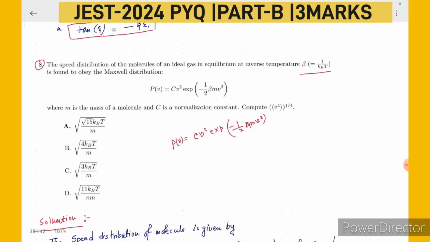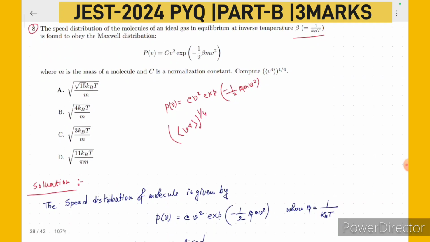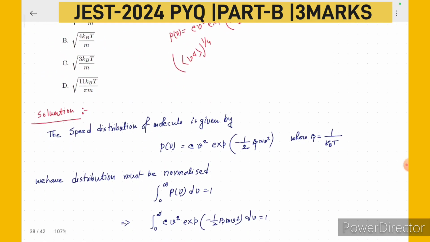Compute the value of the expectation value of v to the power 4, whole to the power 1 upon 4. So first of all we calculate the expectation value of v to the power 4. First we calculate the normalization constant, then we calculate the expectation value, and then the rest of the things.